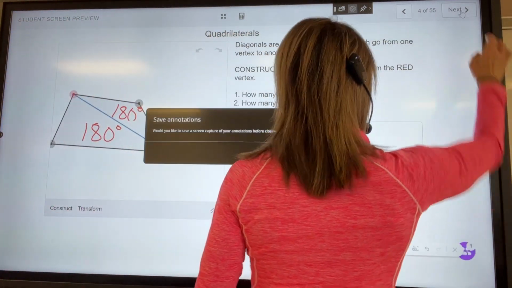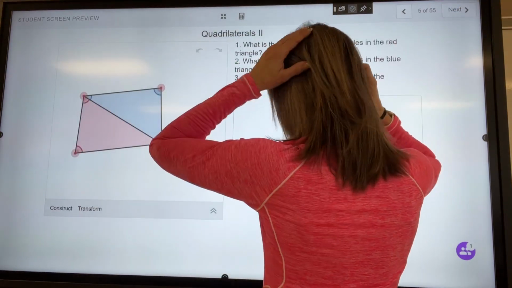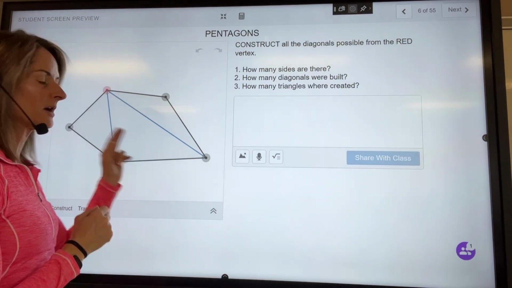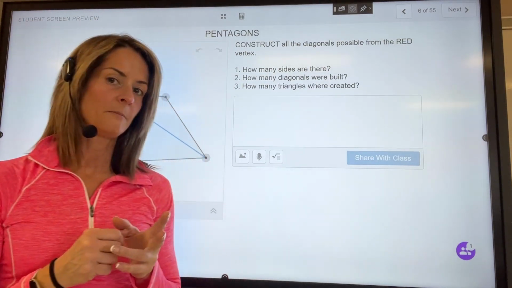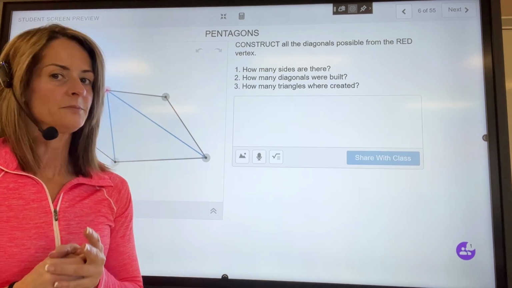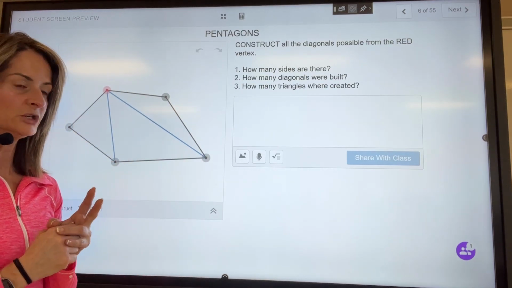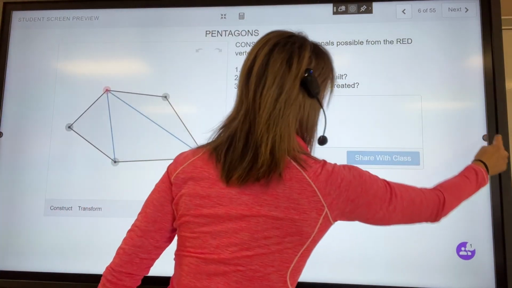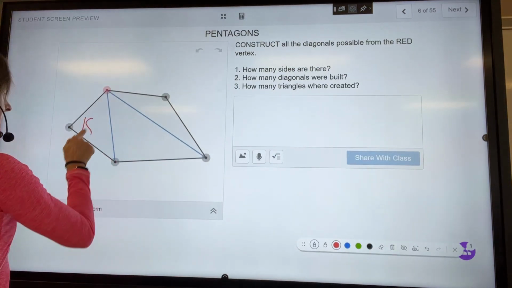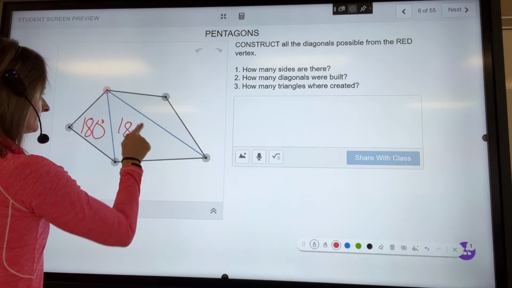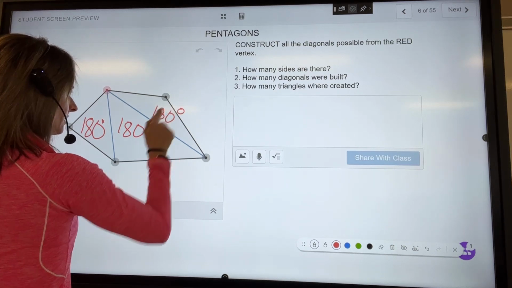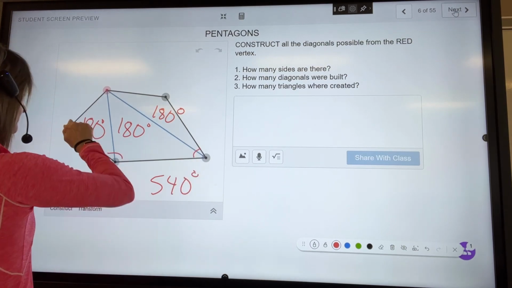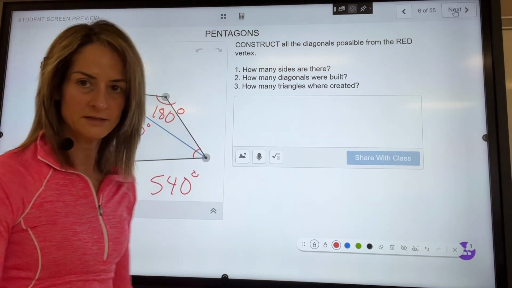So now, let's look at the next example. We've got a pentagon. A pentagon has 3 triangles inside. Each of those triangles has 180 degrees. So the sum of all the interior angles in any pentagon is the number of sides minus 2, which gives us the number of triangles, which is 3 triangles, times 180. 180 degrees times 3 gives us 540 total degrees for all the interior angles of a pentagon, any pentagon.